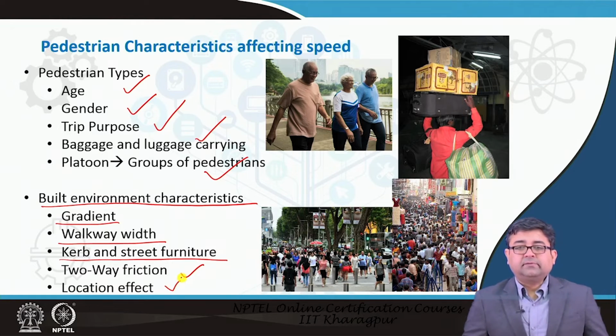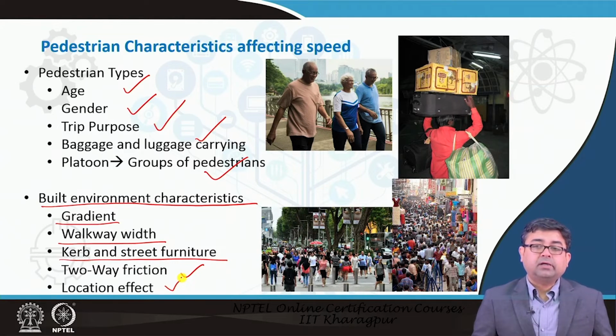Last but not the least, of course, location effect. So, you are walking through an area that has many things to see, museums, good restaurants, good shops, then automatically your speed goes down, because you want to slow down and appreciate the environment through which you are walking, and so the speed reduces. So, this gives you an idea of what are the factors that the speed of a pedestrian depends upon.